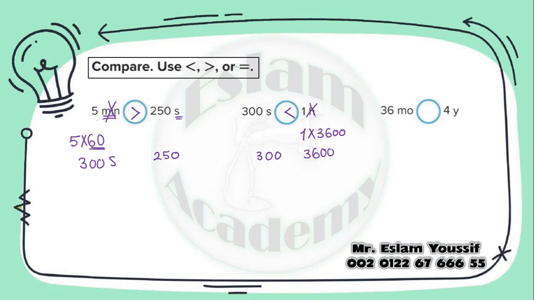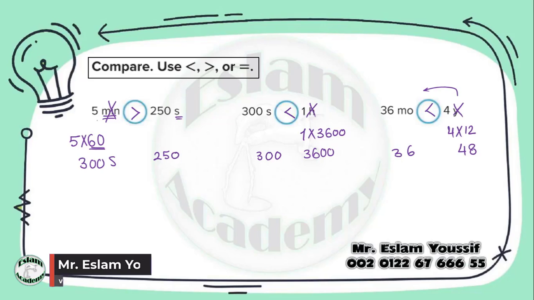Again, one more time. 36 months and 4 years. Years is more than months, so we'll convert the number of years. Just write 4. From year to month, I will multiply it by 12. So 4 times 12 equals 48. Now we need to compare between 36 and 48. You will find that 48 is greater than 36. And that's how we can compare between the two units.